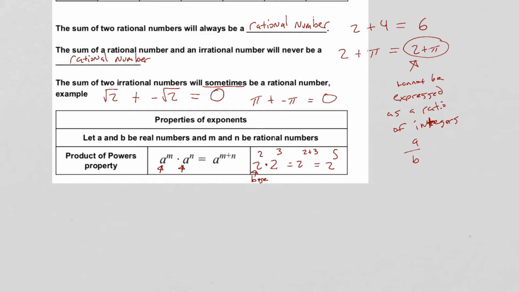So that is a property of exponents. It's called the product property. Interestingly enough, when I multiply things of similar base with different exponents, I can add the exponents together.